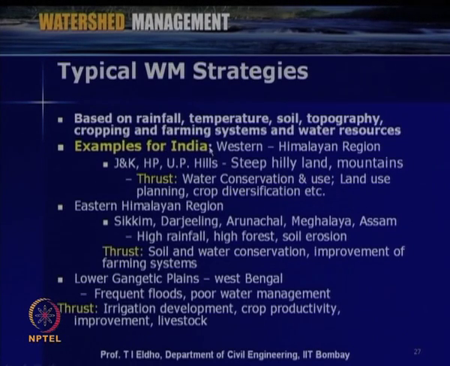If you take the case of India, and consider the Western Himalayan region like Jammu Kashmir, Uttar Pradesh, Himachal Pradesh, etc., the thrust will be water conservation and use, so that we can go for land use planning, crop diversification, etc. If you consider the Eastern Himalayan regions like Sikkim, Darjeeling, etc., the thrust will be soil and water conservation, so that we can improve the farming systems. For the lower Gangetic plains, the issues are frequent floods and poor water management. We can go for irrigation development, crop productivity, improvement of livestock, etc.